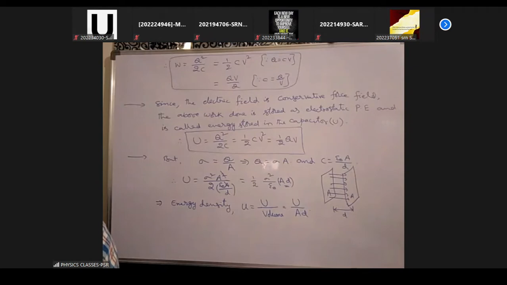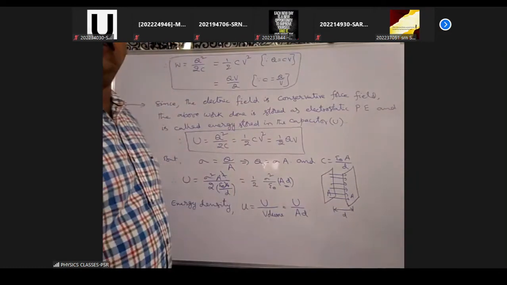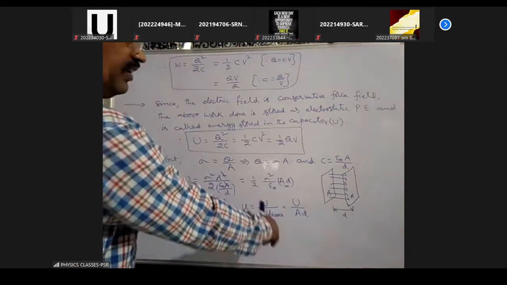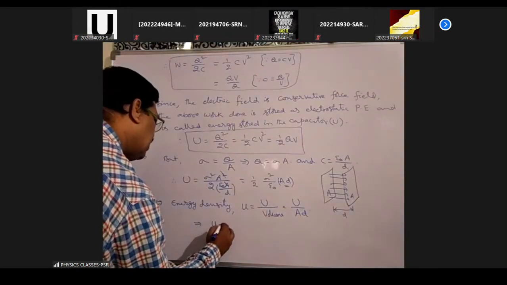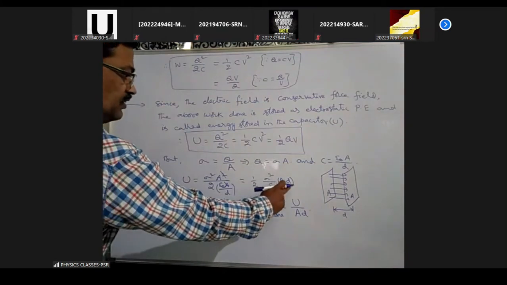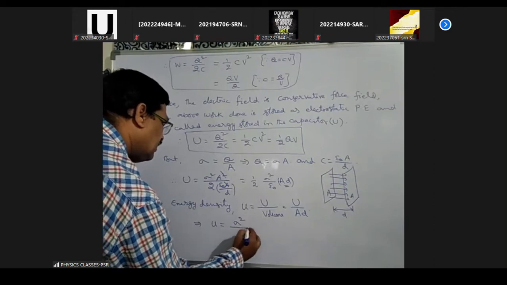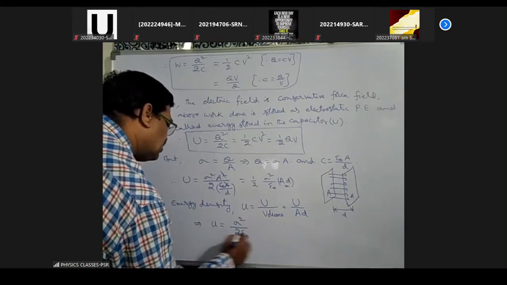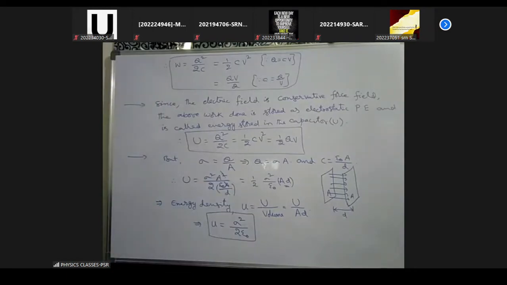Why? Because in general, energy in an electric field and energy stored in a magnetic field are measured in terms of energy densities only. So small u is equal to, by substituting capital U here, U by A d, we get sigma square by 2 epsilon naught. This is the energy density. This is another important formula.